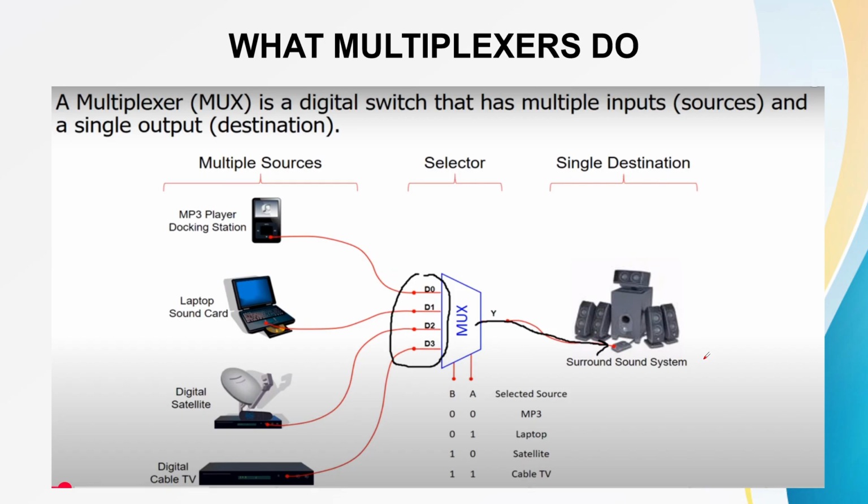A multiplexer, as shown in the diagram, allows you to connect different kinds of devices. Let's say a MP3 player, a laptop, a digital satellite, and a digital cable TV to a surround sound system. For these multiplexers to work, it has to follow a sequence of instructions which are based on the simple idea of using logic gates.